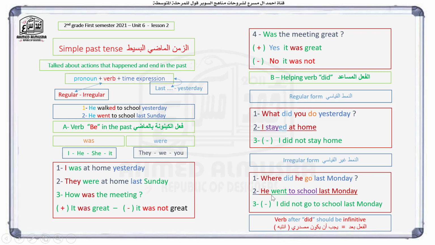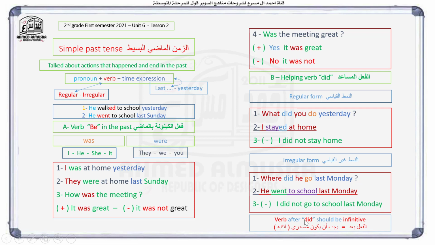Irregular form here: he went to school last Monday. I'm going to ask about to school. Where did he go last Monday? He went to school last Monday. I want to make this negative: I didn't go to school last Monday.